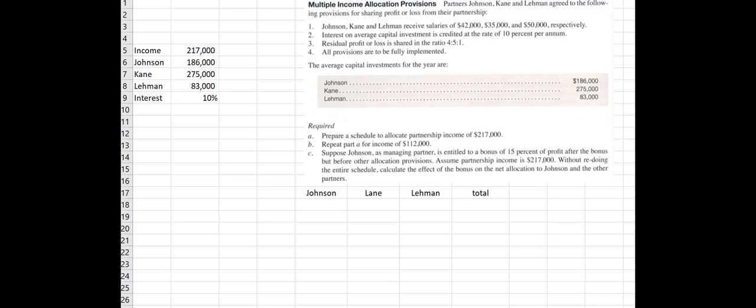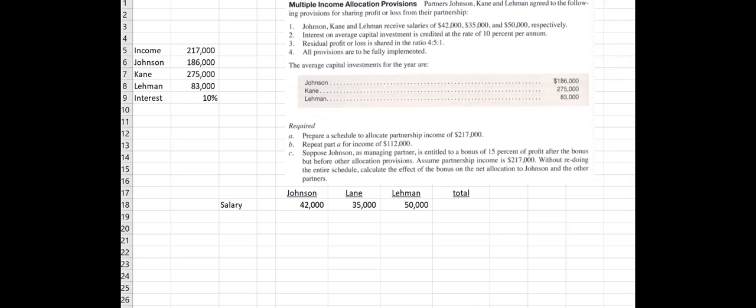So I've got my 10% number filled in. Starting on row 17, I've got a column set up for each of the three partners, and it's always a good idea to add a fourth column to total up. That way you can double check that you don't skip anything. Step one, each person is getting a salary.